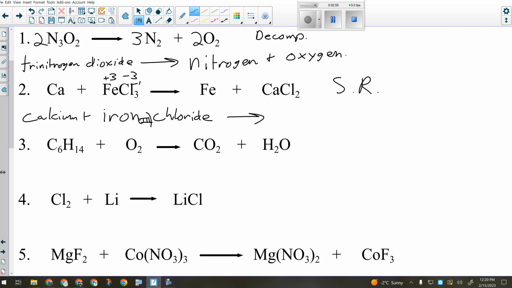What is that stuff? Iron. Do I need to put a Roman numeral beside it? No, I don't, not when it's by itself. It doesn't have a charge when it's by itself. I only have to indicate what charge it has when it's in a compound and actually has a charge. Here, it's an element. Its electrons and protons are balanced. So I just have to write iron. And then this stuff here is calcium chloride.